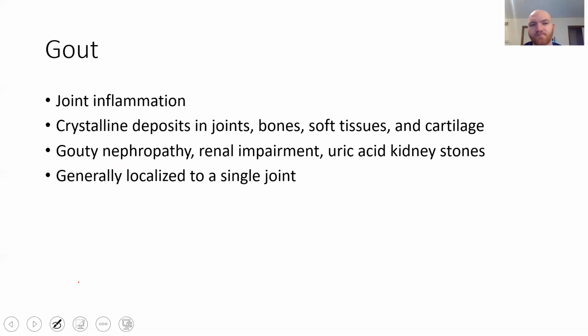There's also gout, which is a joint inflammation. So arthritis and gout both have joint inflammation. The big difference with gout is that there are crystalline deposits, and the crystals are uric acid crystals. Those crystals will deposit in your joints, on or attached to the bone. They'll go into soft tissues like muscles and skin, and into the cartilage in joints.